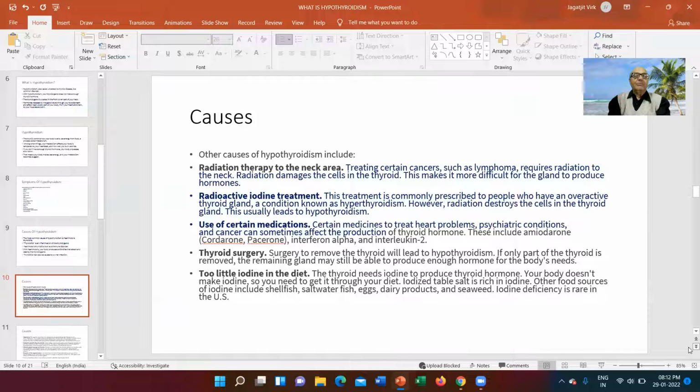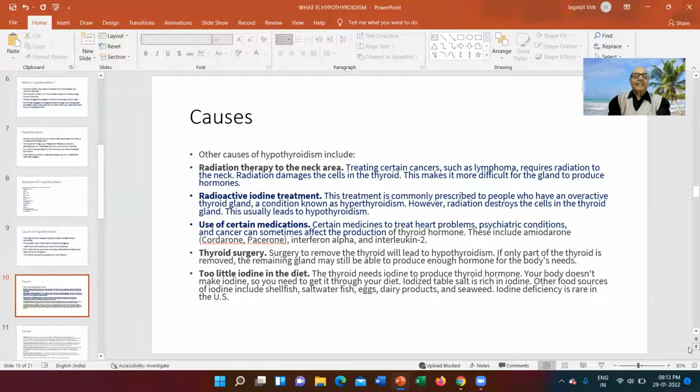Radioactive iodine treatment. This treatment is commonly prescribed to people who have an overactive thyroid gland, a condition known as hyperthyroidism. However, radiation destroys the cells in the thyroid gland. This usually leads to hypothyroidism.